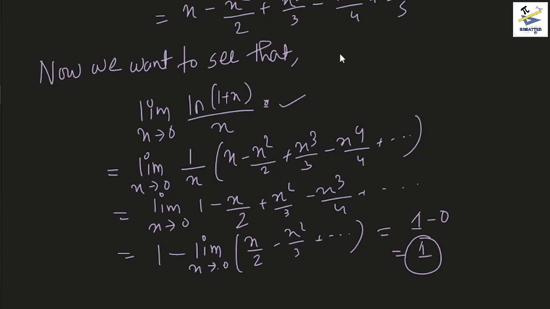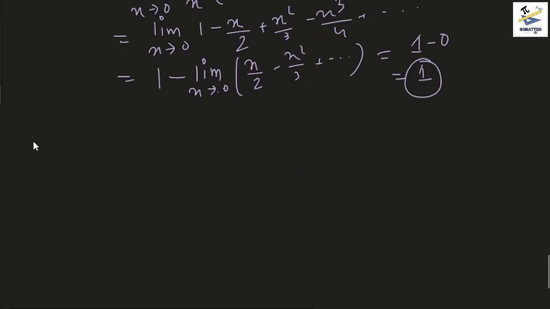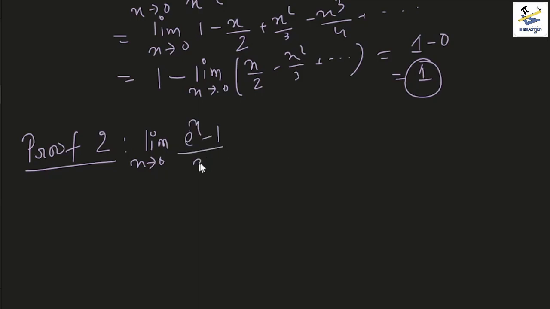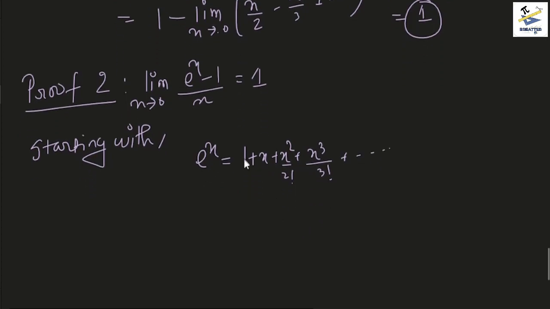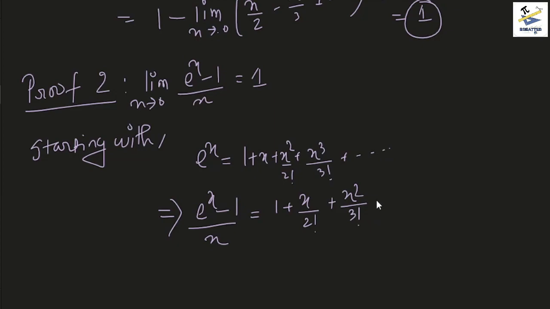right? A similar argument can be made for the next one, where we are trying to prove limit x tends to 0 e to the power x minus 1 by x equals to 1. So starting with e to the power x equals to 1 plus x square by 2 factorial plus x cube by 3 factorial, and all the way, we can see that if we just take the 1 on the left hand side and divide by x, what we get is this: 1 plus x by 2 factorial plus x square by 3 factorial plus so on.